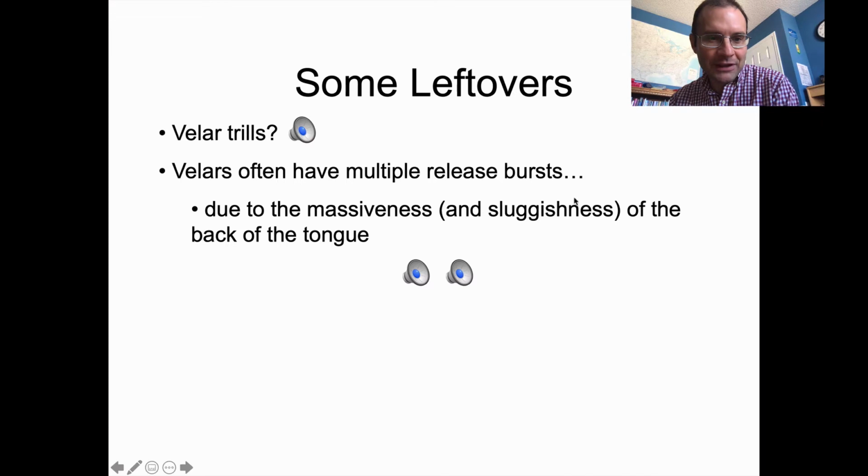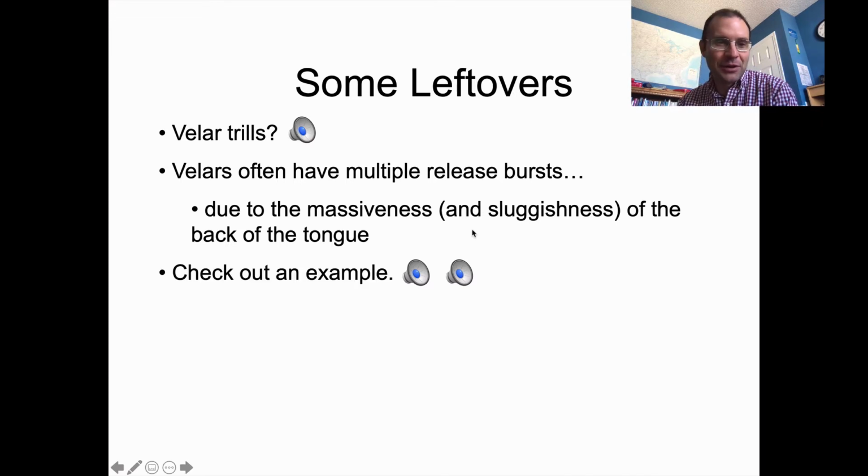So I've got some other examples of this. This is something we all do. It's not part of other languages or whatever. It's just part of the physics that gets involved with producing a velar stop. I've got some examples here of former students' name production exercises. They both have nice Slavic last names that end in K.